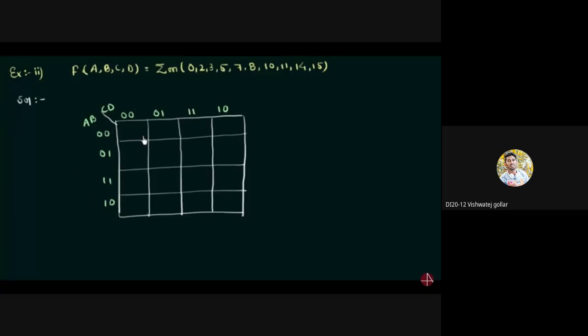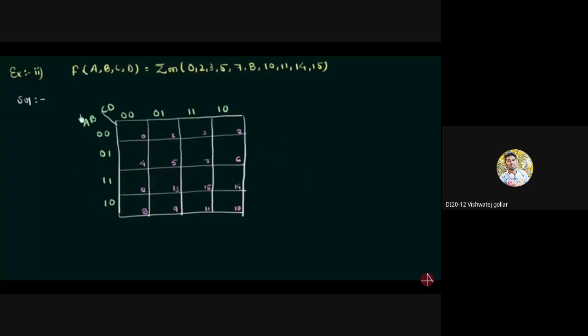This cell represents your M0, this one represents your M1. Similarly, I'm writing down the representation of the cells at the extreme right corner: 5, 6, 7, now 8, 9, 10, 11, 12, 13, 14 and 15.